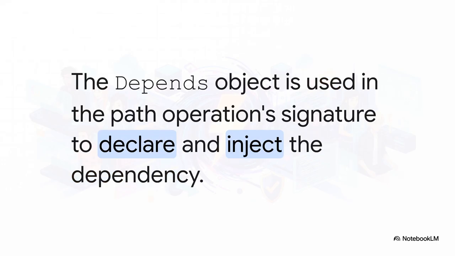Okay, so you've written your dependency function. How do you use it? You use this special object from FastAPI called Depends. You put it right in the signature of your path operation. By saying commons dict equals Depends, common parameters, you're telling FastAPI, before you run my read items function, I need you to first run common parameters, get its result, and give it to me in this commons variable. And just like that, that logic is now completely reusable.